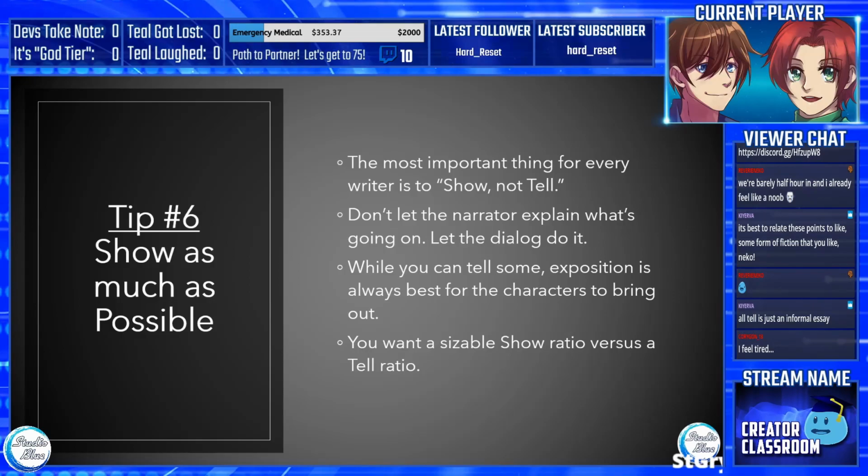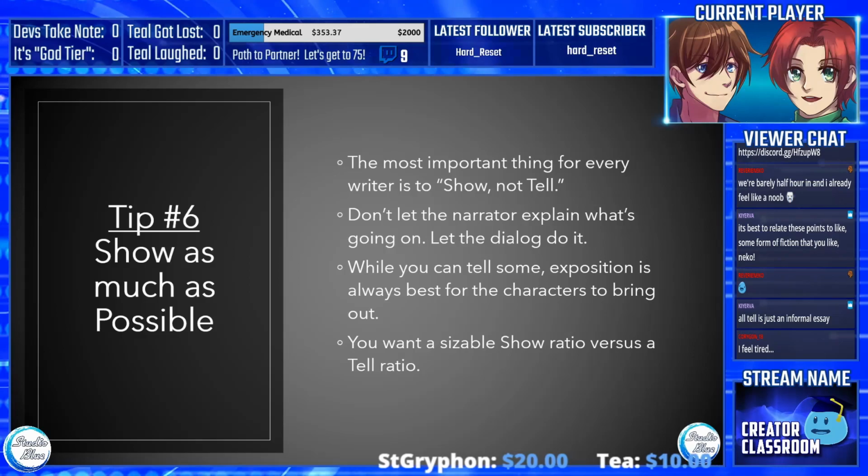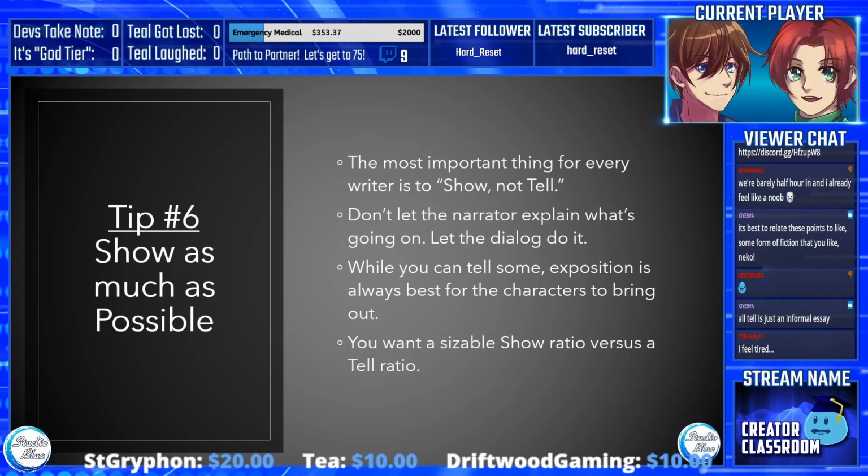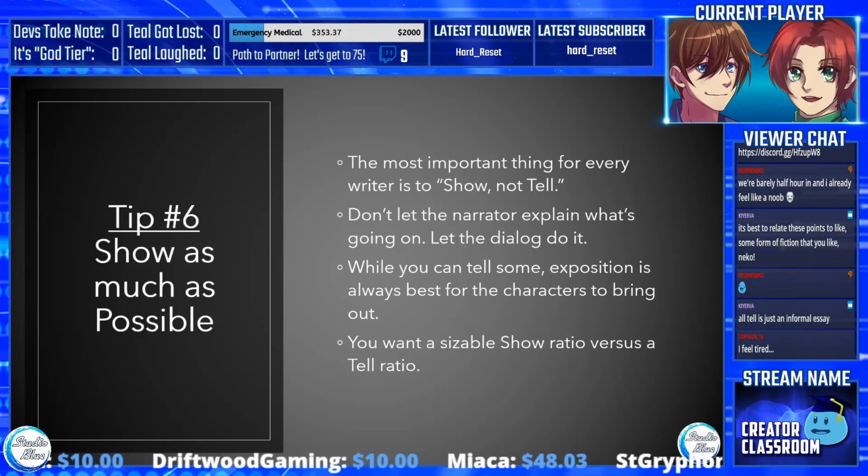While you can tell, some exposition is always best for the characters to bring out. It is more engaging for a character to say, the British are coming, than it is to say, and thus at dawn the British landed upon the beach. It's just more engaging. You get more stakes.